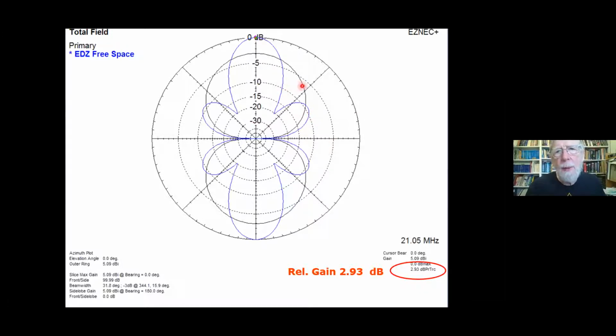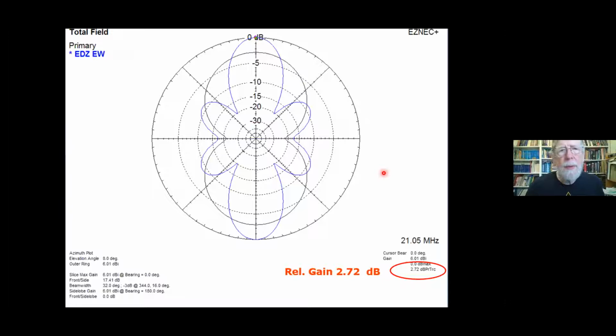Okay, so this is the extended double ZEP, the blue one right here. And the dipole at the same height, well, in this case, we're in free space, so we're not talking about any height above ground yet. That's this one right here. So now we'll put in the effective ground, this next slide.